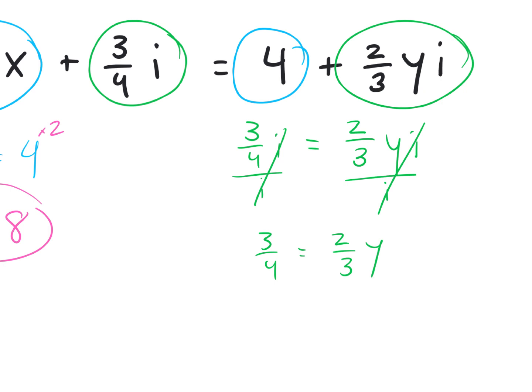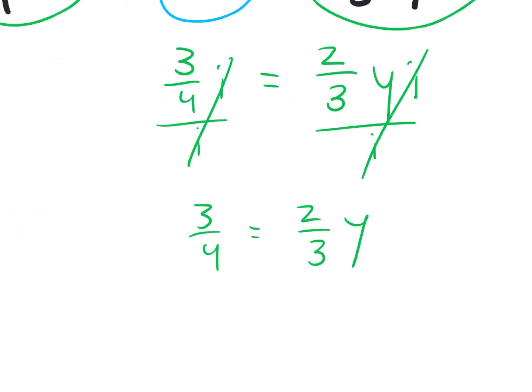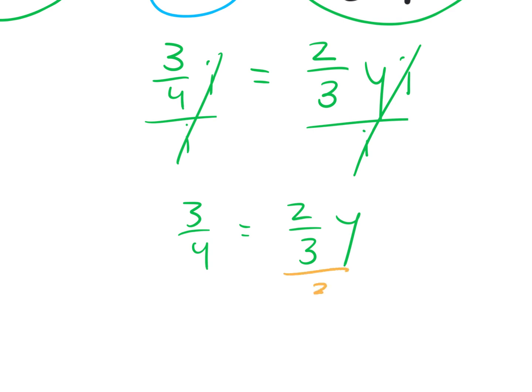I'm not adding them together, so I don't need a common denominator. How do I get rid of the 2/3 that's being multiplied to the y? We can divide by 2/3. So let's do that. Divide by 2/3.